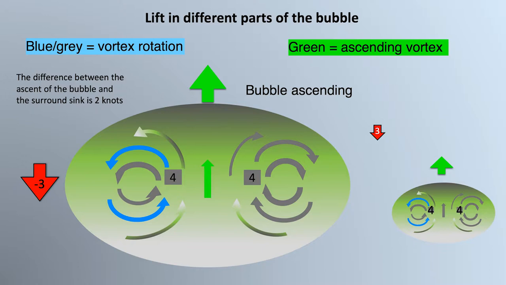Lift in different parts of the thermal. The blue and grey show the vortex rotation. The difference between the ascent of the bubble and the surrounding sink is around 2 knots.